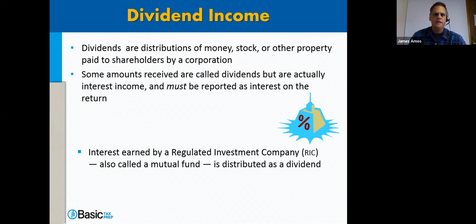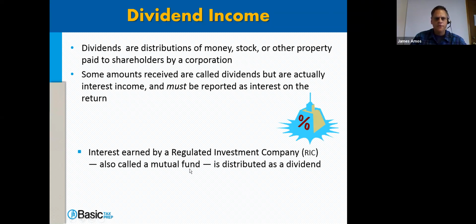Another way they can pay you is by giving you some kind of property. And usually that does not happen with big corporations on the stock market. That's more like when you have a small privately held corporation where they might give you something. Like, for instance, maybe there's a car that you'd like and they know they owe you some money, and so, hey, this company will just give you the car in return as part of your payment. Now, some amounts received are called dividends, but actually they're interest. That's what we just talked about a moment ago.